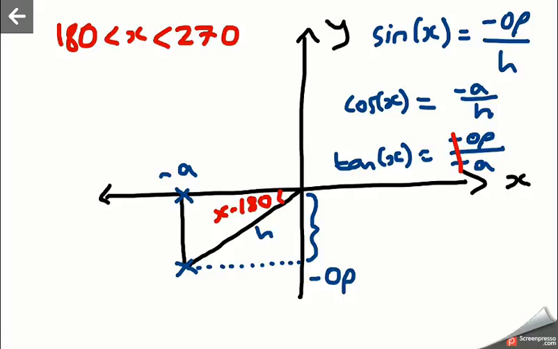All right, and our triangle, of course, has to have angle x minus 180 degrees, where 180 is less than or equal to x, less than or equal to 270. So, of course, this angle here will be between 0 and 90 degrees, in case we couldn't tell just by looking at it, which we could.